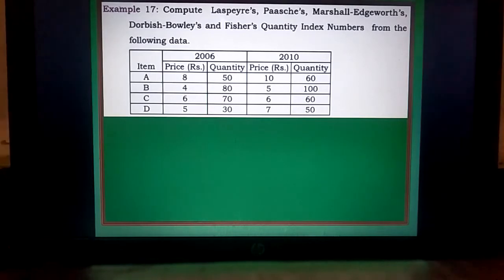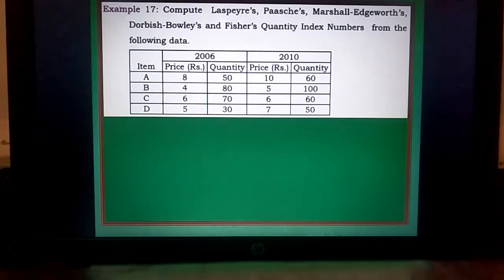2010, these will become P1 values and these values will become Q1. So what is to be calculated? Laspeyres', Paasche's, Marshall Edgeworth's, Dorbish Bowley's and Fisher's quantity index numbers. Stress upon this statement. Here it has been asked quantity index number to be calculated.